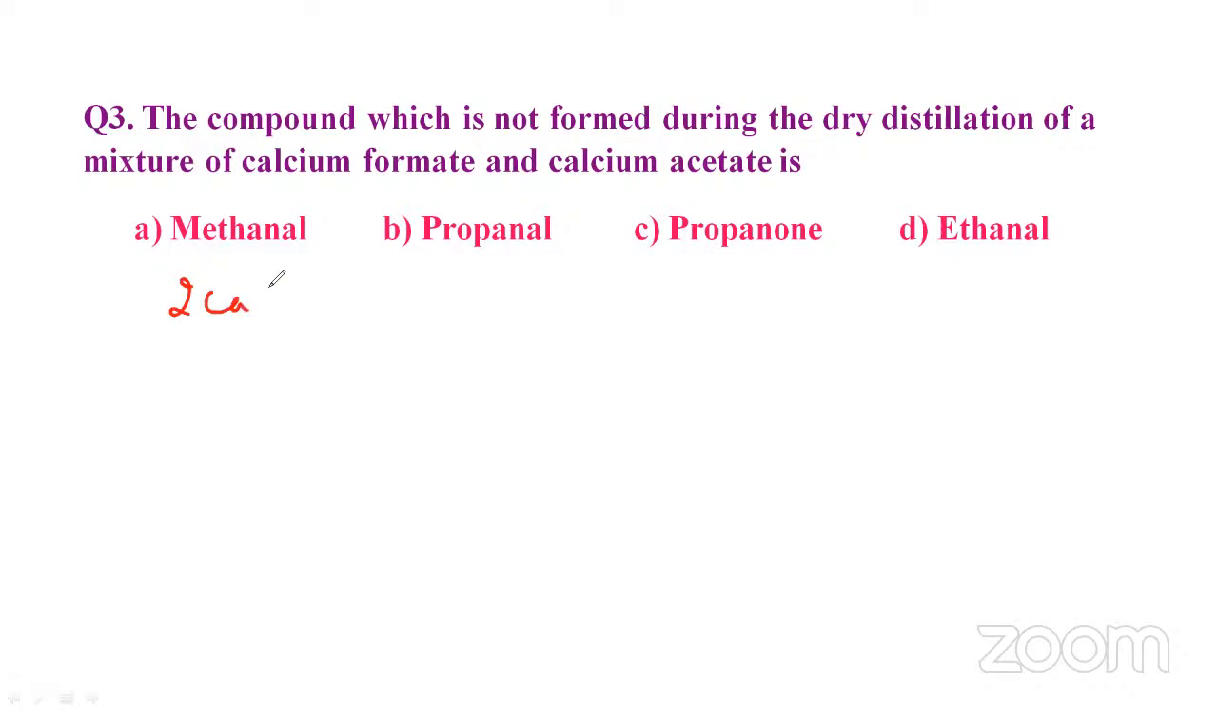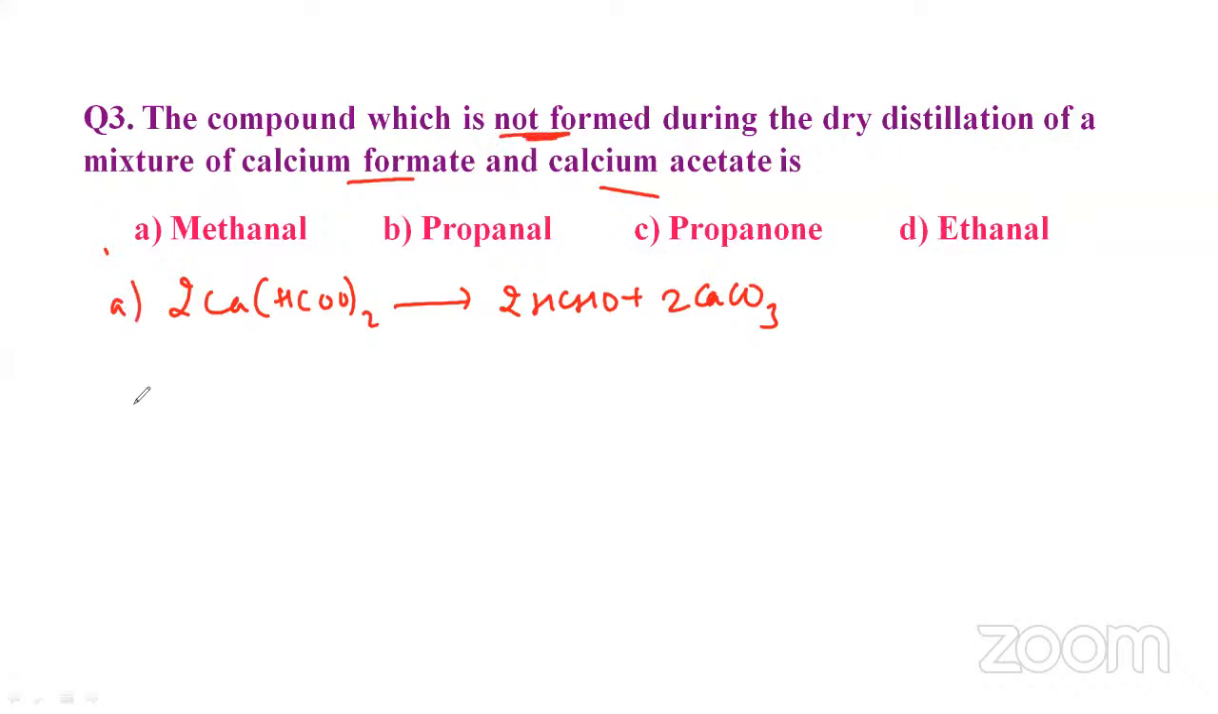So 2 calcium formate, (HCOO)2Ca, gives you 2 HCHO plus 2 CaCO3. This is what? This is your methanol. So this is obtained. Okay, when you react your calcium formate and calcium acetate, you yield this. Methanol and calcium carbonate. So we have to find which is not formed. Okay, this is A. Now we'll see.